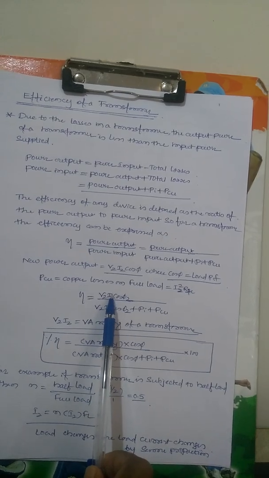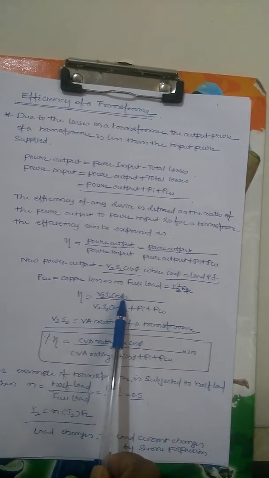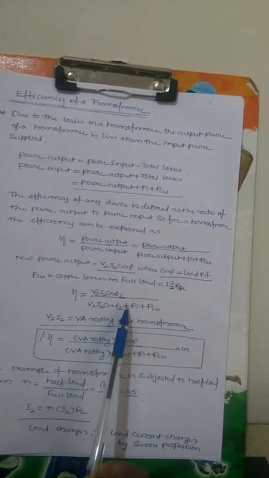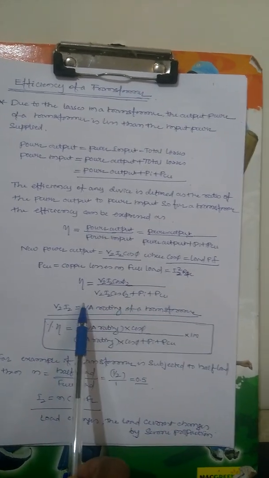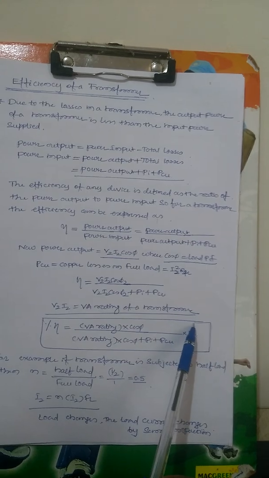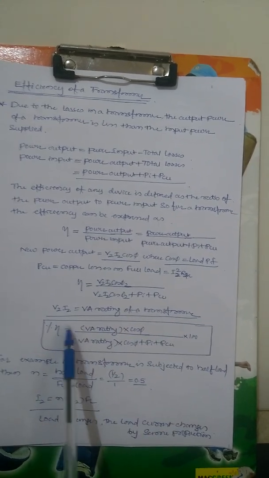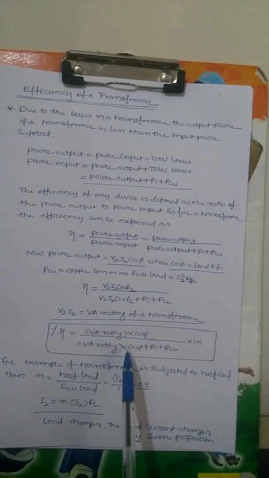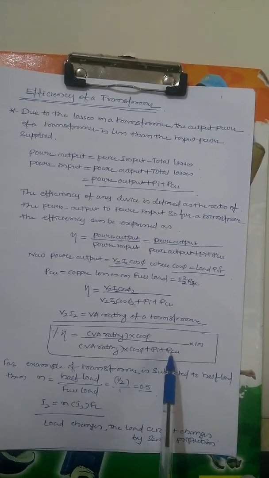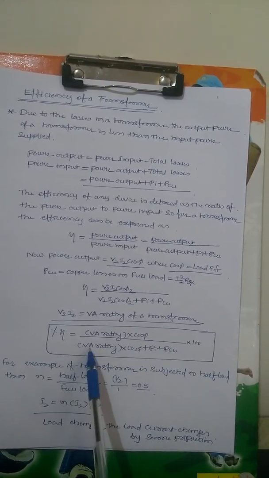That is, efficiency eta equals output. What is output? V2 I2 cos phi 2 divided by V2 I2 cos phi 2 plus iron loss and copper loss. That is, output equals VA rating of transformer. What is VA rating? That is the total output of the transformer. The VA rating into cos phi, power factor, divided by VA rating into cos phi plus iron loss and copper loss, into 100. That is the percentage of the efficiency.